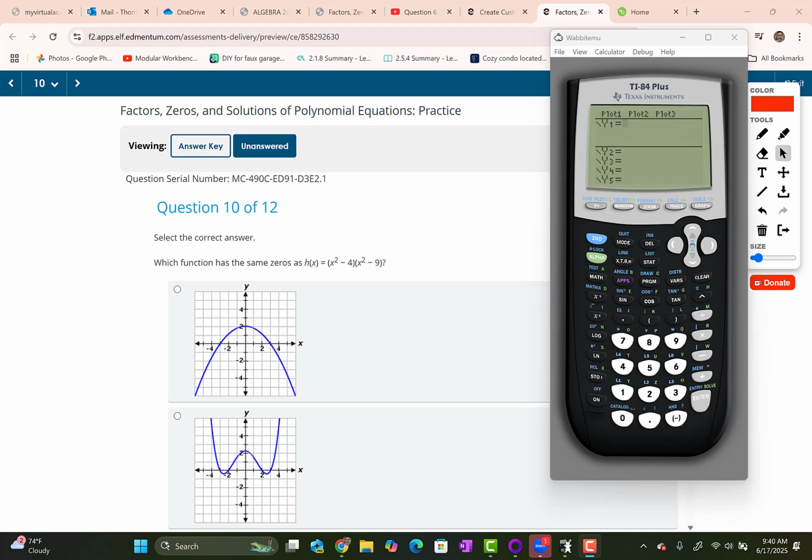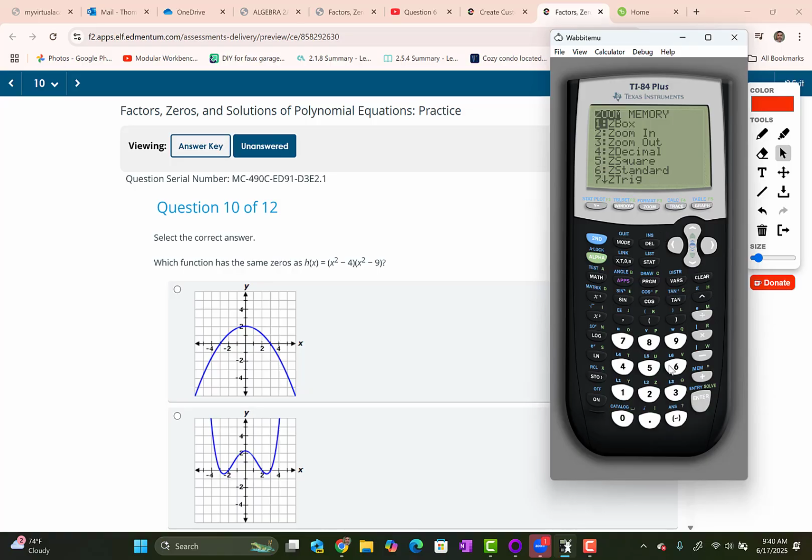Question 10, which function has the same zeros as h of x equals x squared minus 4 multiplied by x squared minus 9? I'm going to first graph this in the calculator. If you have a graphing calculator, this is the easiest way to do it. If you don't, I will show you an alternate way to solve it in just a second. But we're going to type those in and we're going to graph it.